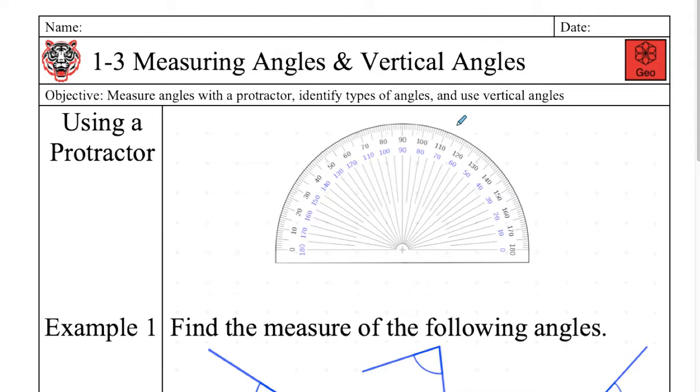This is Geometry Lesson 1-3. Today's date is August 30th. I'm recording this August 29th. Today is Friday. I am not here because Riley's sick yet again.